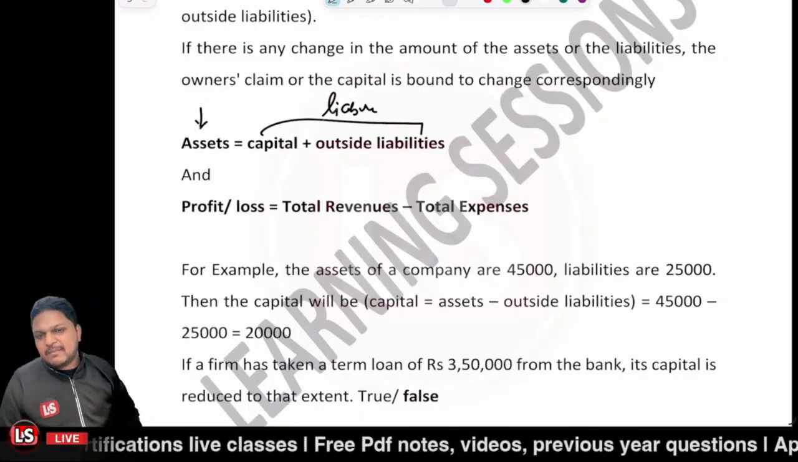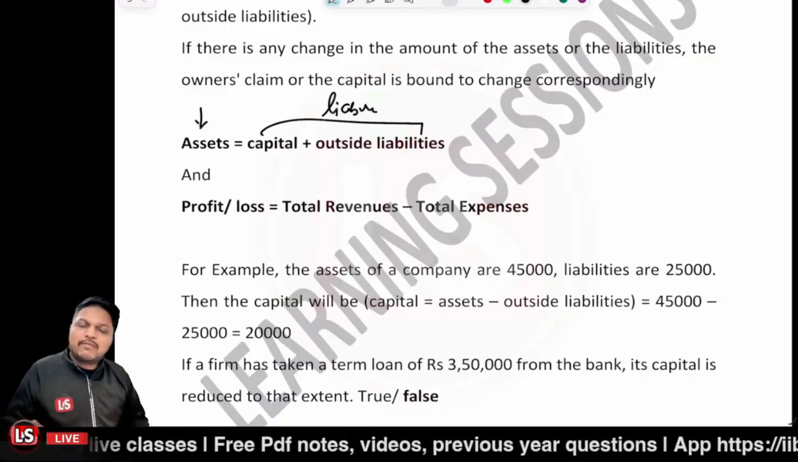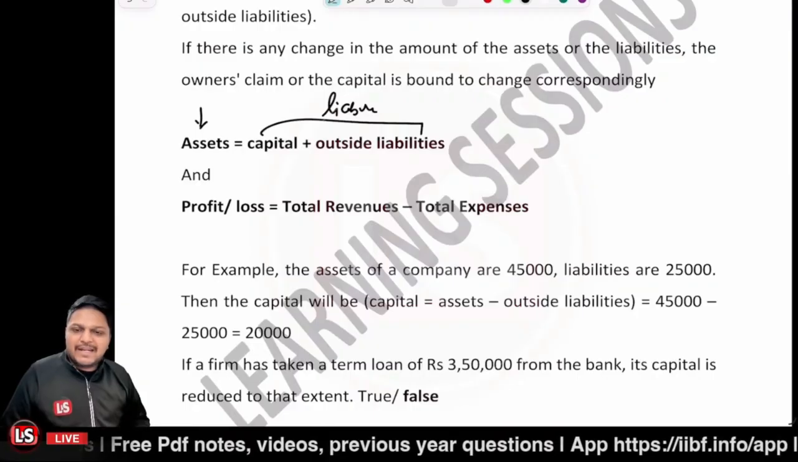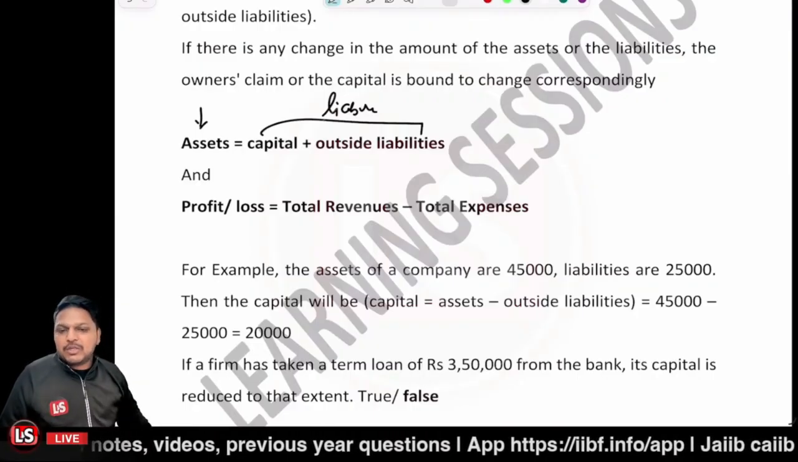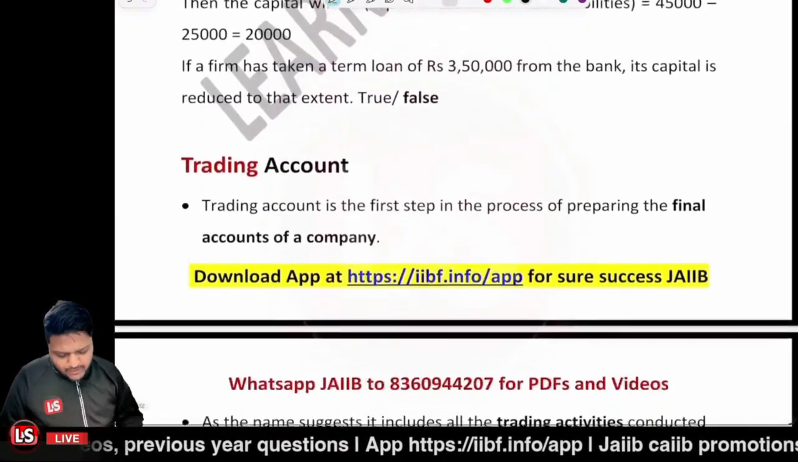Or we can simply say profit or loss would be equal to total revenues minus total expenses. That is your balance sheet equation, right? Now let's have a look at the trading account.